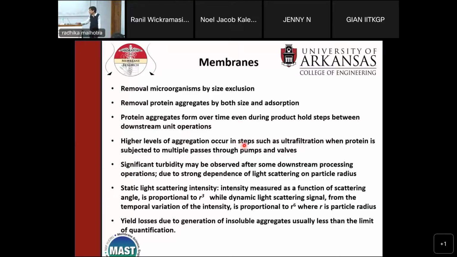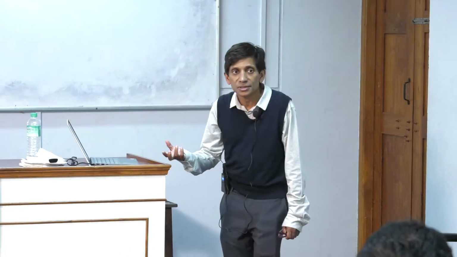Higher levels of aggregates occur in steps such as ultrafiltration, when protein is subjected to multiple passes through pumps and valves. That's why we're showing you that alternating tangential flow tries to prevent running through the pump a number of times, because running through pumps creates shear stresses that actually damage the protein. Okay?